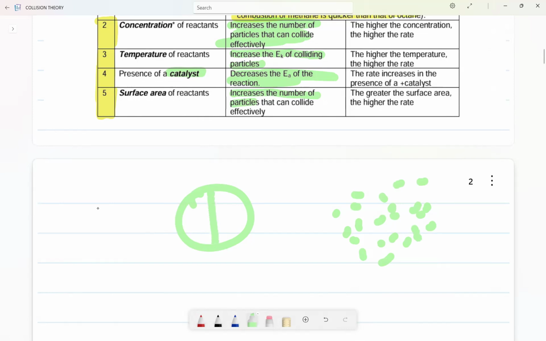The same tablet of the same mass. I should emphasize this, of the same mass. And this one, there are fewer particles that can collide because it is just a granule, a solid thing. But this one is in the form of powder. There are more particles again that can collide effectively. Very important: the greater the surface area, the higher the reaction rate.